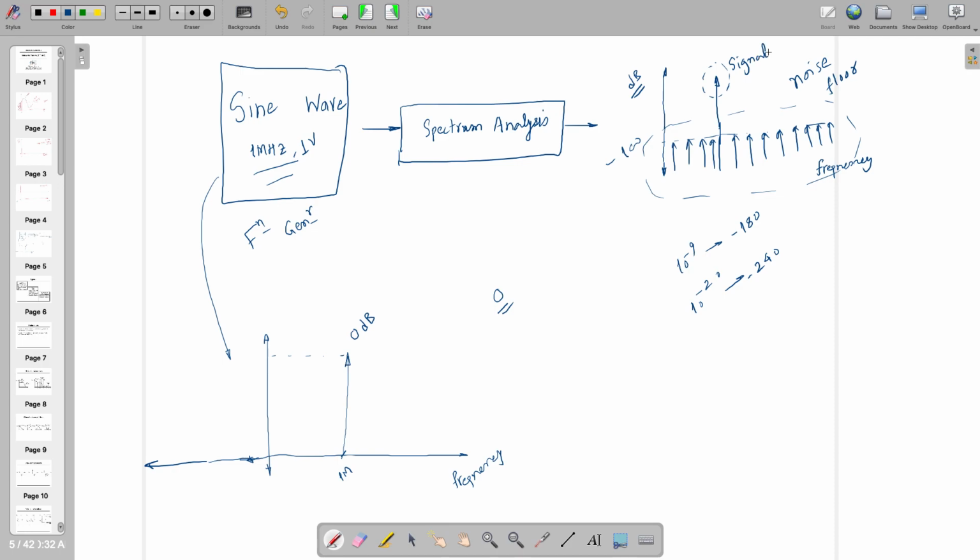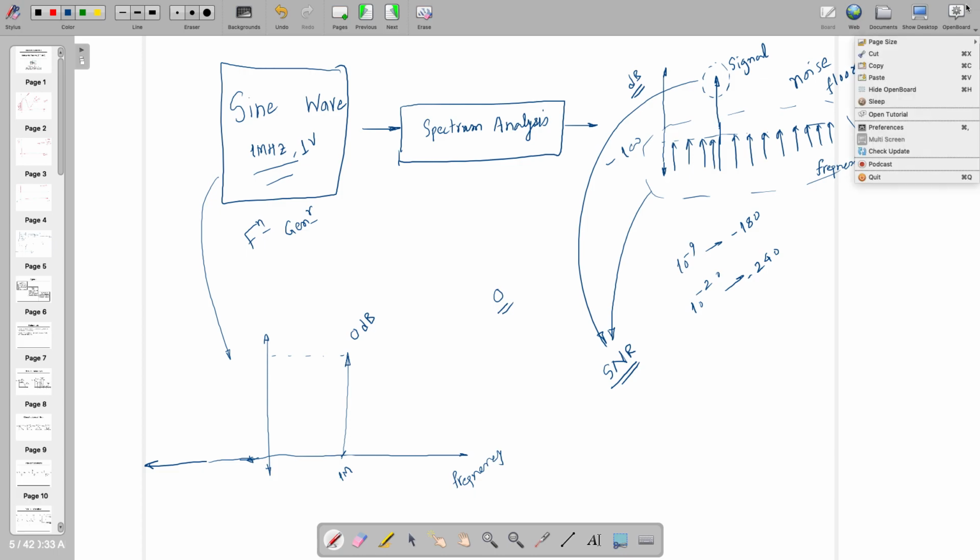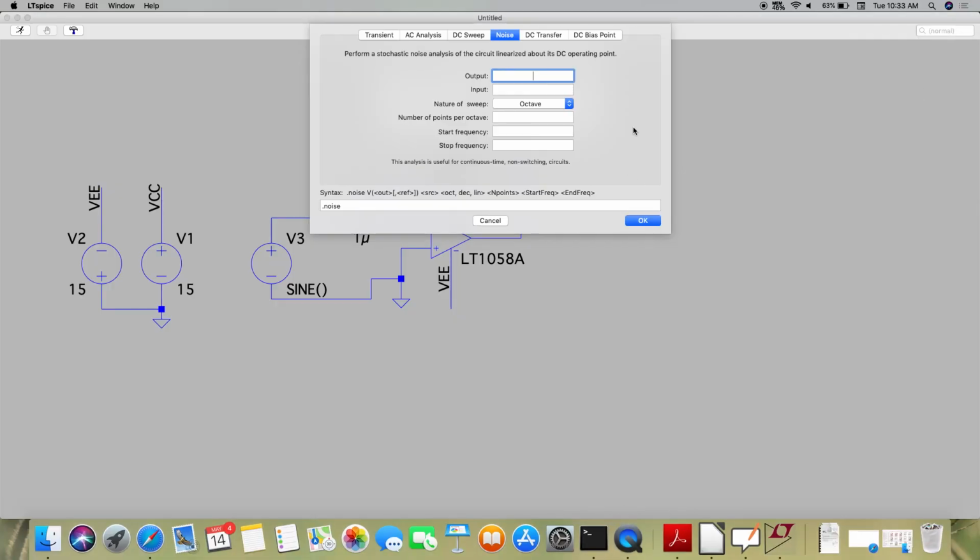And there is a very important term, in future you are going to see that, the signal to noise ratio, or the SNR. So noise has to be as low as possible, and signal has to be as high as possible, but in reality it will be difficult. So that is what we want to do in the simulation, that is known as noise.